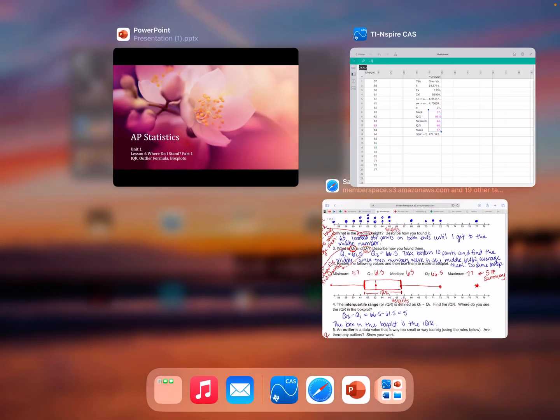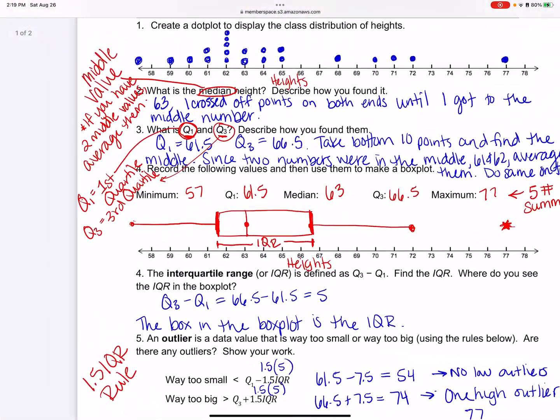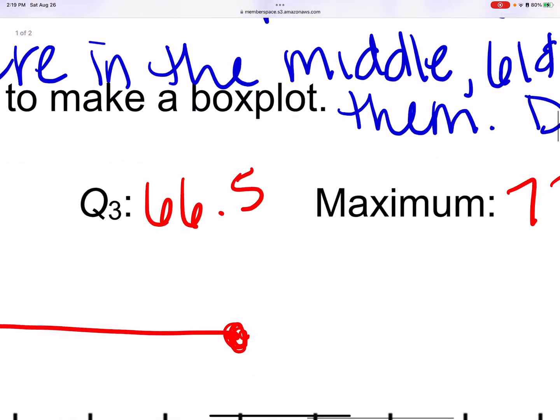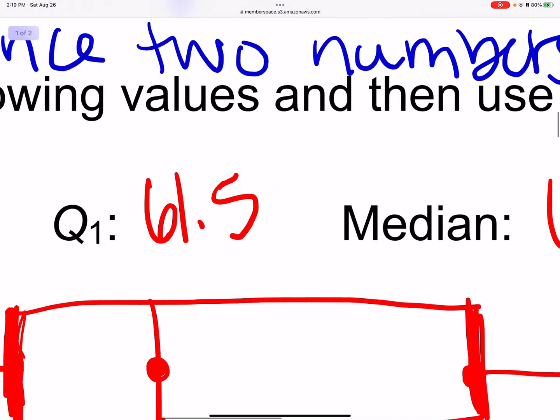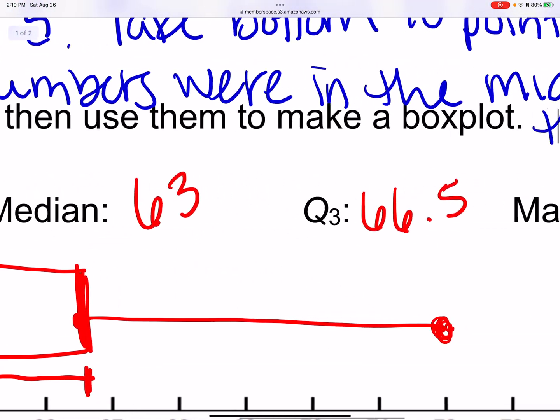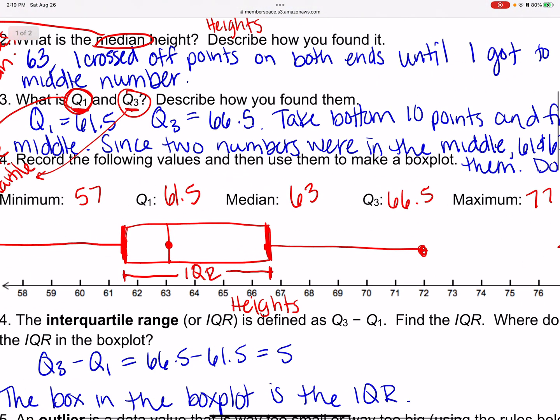So you can see I did it by hand, and I have a dot at the bottom. Then I have a line making my box on Q1, a line in the center of the box on my median, and the line at the end of the box on my Q3. Now, this, as you can see, is labeled IQR because the IQR is my Q3, 66.5, minus my Q1 of 61.5. So 66.5 minus 61.5 is 5, and that is my IQR.